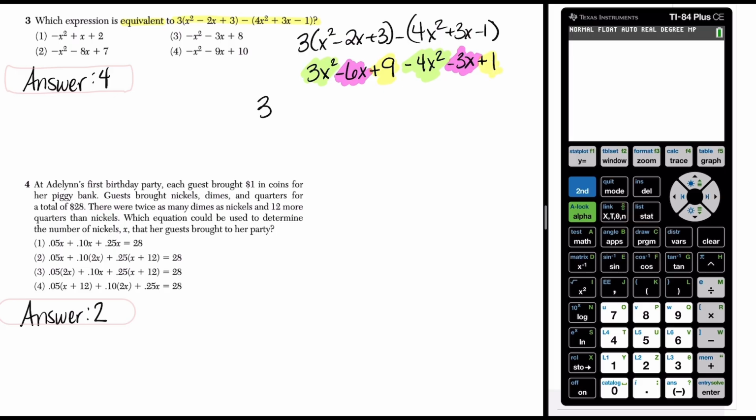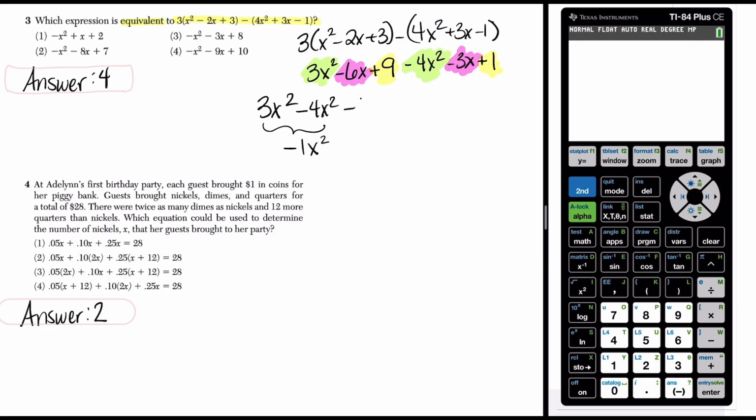Okay, so I have 3x squared minus 4x squared. Kind of putting those two together. I don't need to put them in parentheses, but I kind of want them together because I know I'm going to combine them. And I'm going to end up with negative 1x squared, or negative x squared.